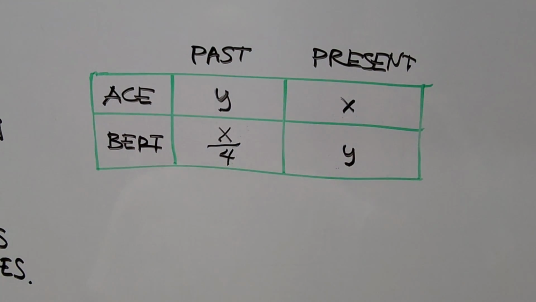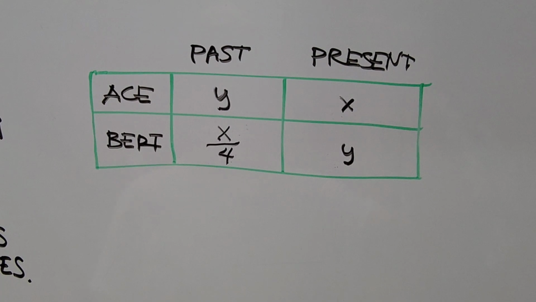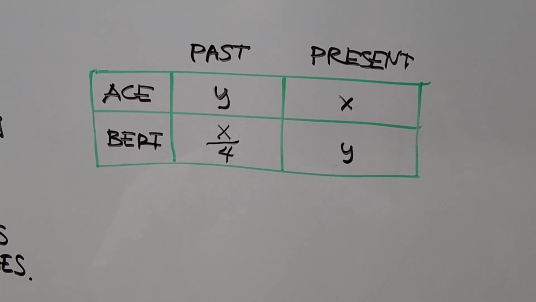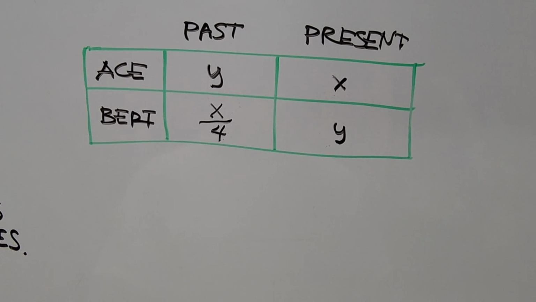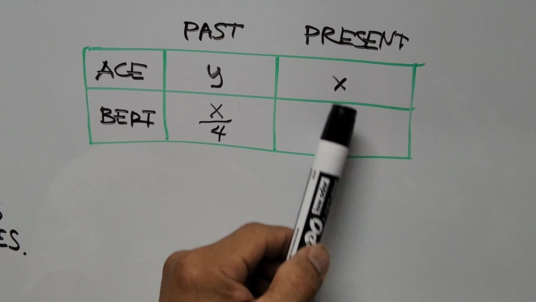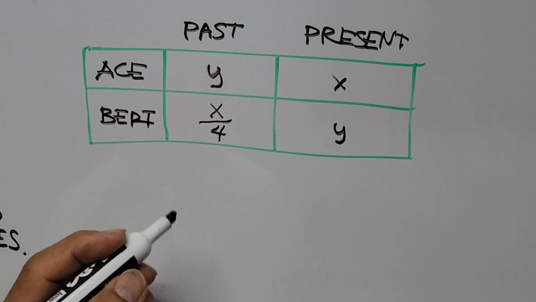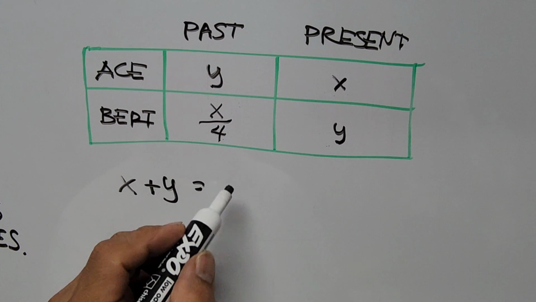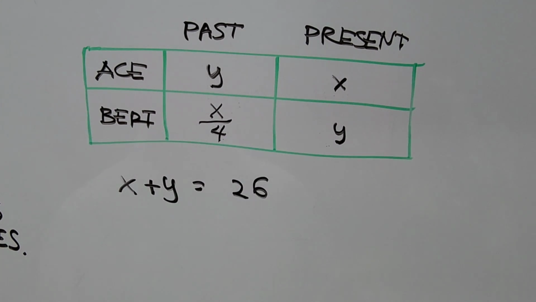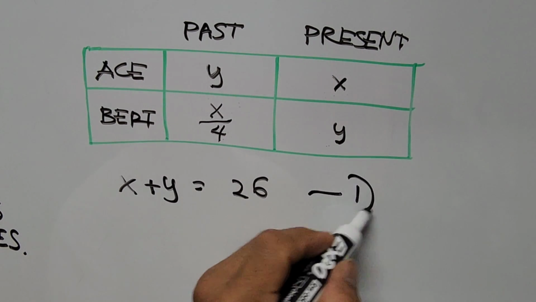Right? So now once again we go back to our word problem. Let's read the question. What's being asked? It says here, if the sum of their present ages is 26, find their present ages. So now we have the chart. The sum of their present ages is 26. Their present ages are x and y, right? So we have x plus y equals 26. All right? So that will be our first equation.